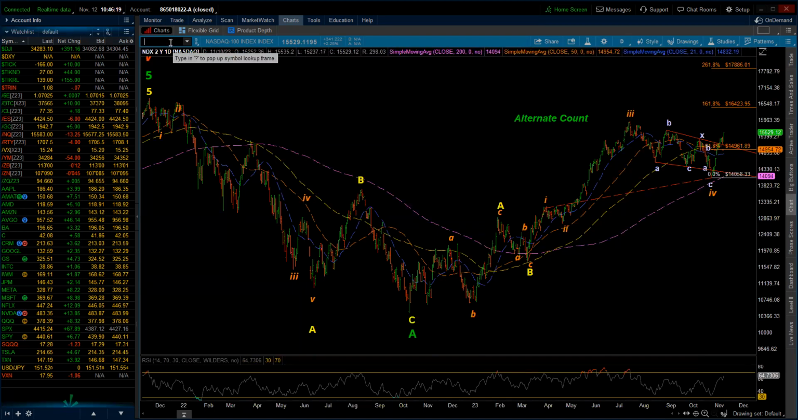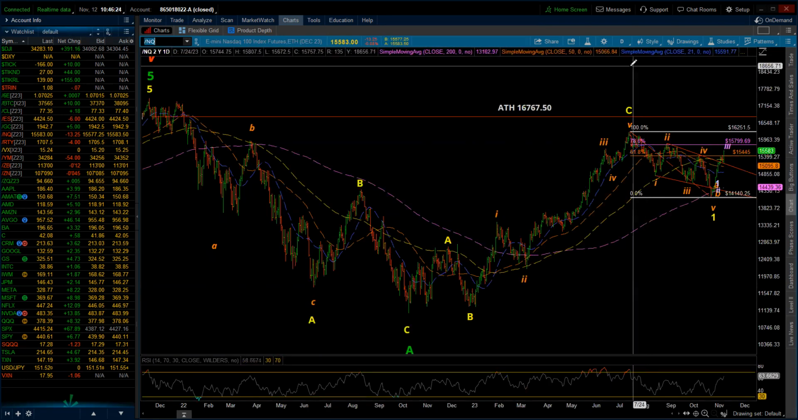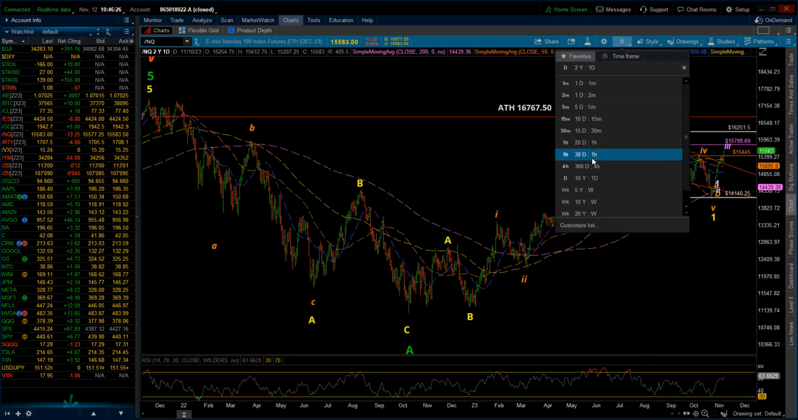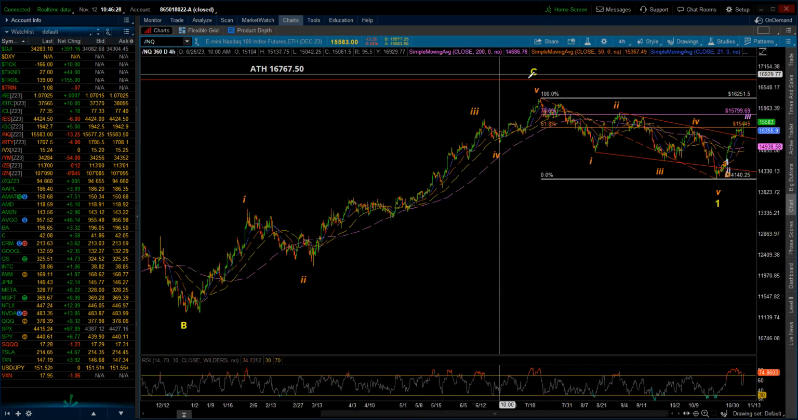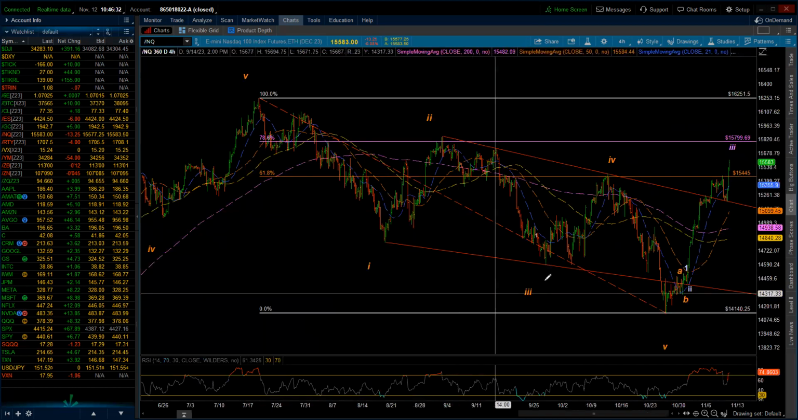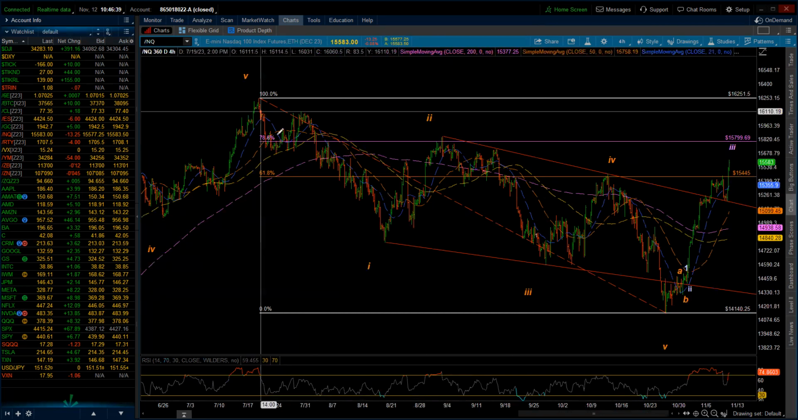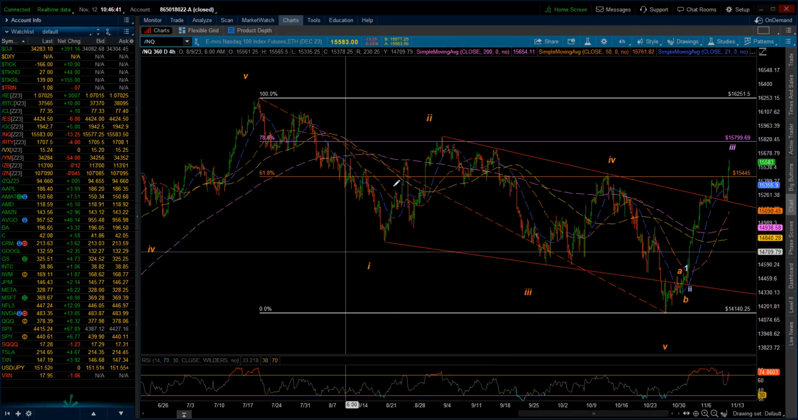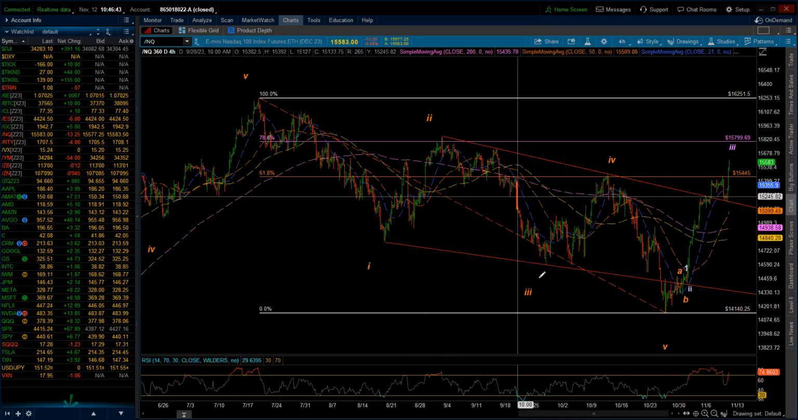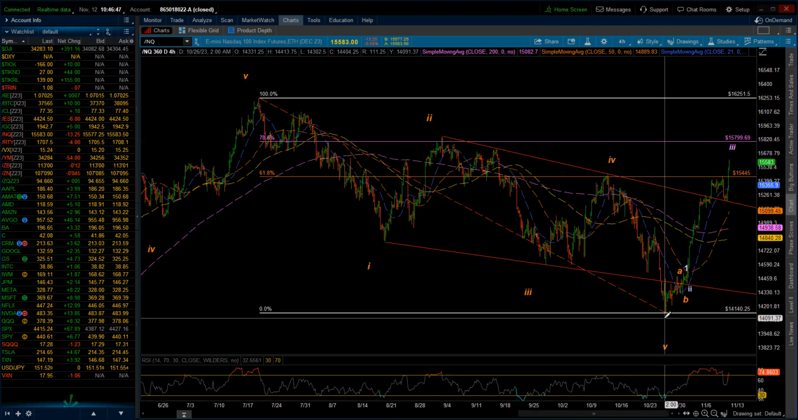Over in the futures market, I'm going to bring this down and we're going to take a look. Now here again, I just went over this before. Looking at the diagonal, the rules of the diagonal. Everything is a zigzag, zigzag, zigzag, zigzag, zigzag, zigzag. Everything turned into a zigzag.